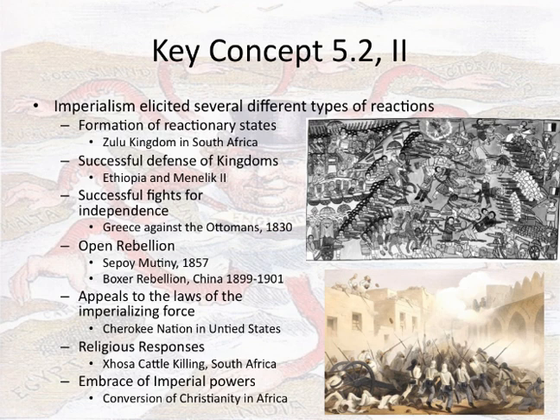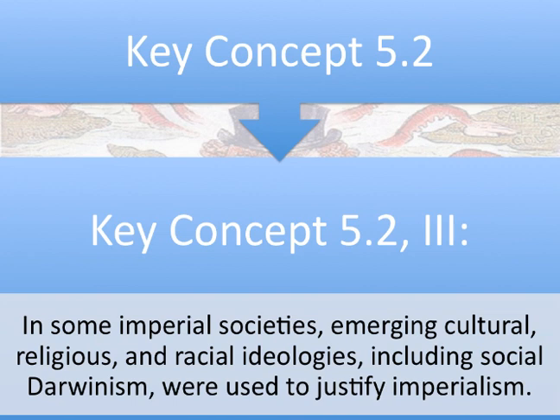So there are several different ways that places could have responded to imperialism. I don't want you to think that conquered people just laid down. I also don't want you to think that conquered people always rebelled. It's a little bit more complicated than that. Okay, and finally, key concept 5.2, Roman numeral 2.